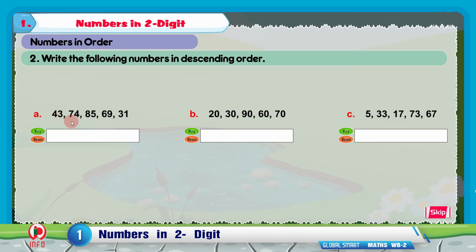Here 4, 7, 8, 6, 3. So among these digits the greater number here is 8. So 85 is the greater number. We will write here 85. Then the remaining we will compare. We have 4, 7, 6 and 3. So among these remaining numbers 7 is the greater number. So 74 is the greater number. We will write 74.